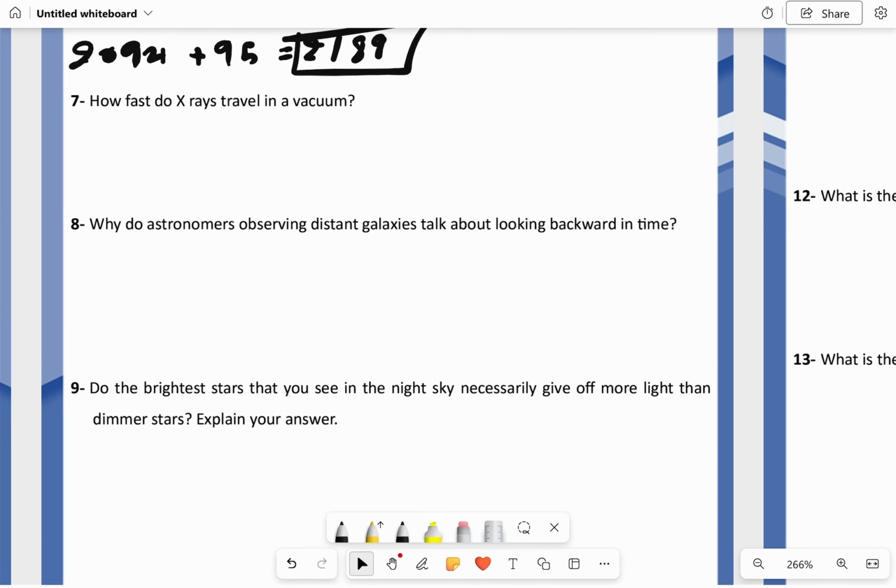How fast do X-rays travel in a vacuum? All the electromagnetic spectrum has the same speed, be it gamma rays, X-rays, ultraviolet, or radio waves. They all have a speed of 3 times 10 to the power of 8 meters per second.